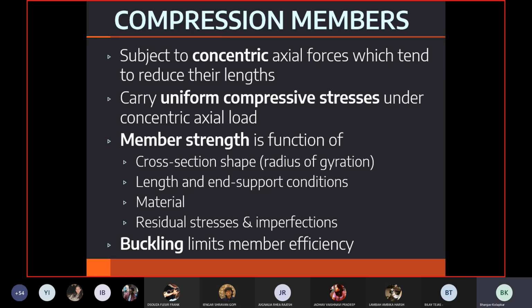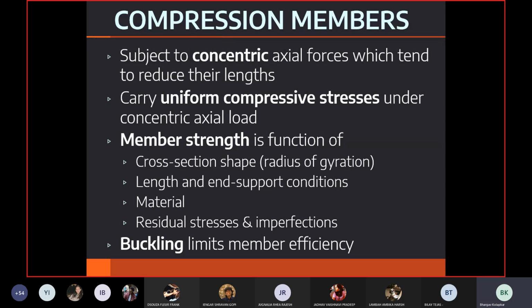The factors that affect the strength of a compression member are first the cross section shape, which is common with a tension member. But here, in addition to just the area of the section, another parameter that is quite important is the radius of gyration. Now, if you can go back to lecture number 1, we talked about two parameters.